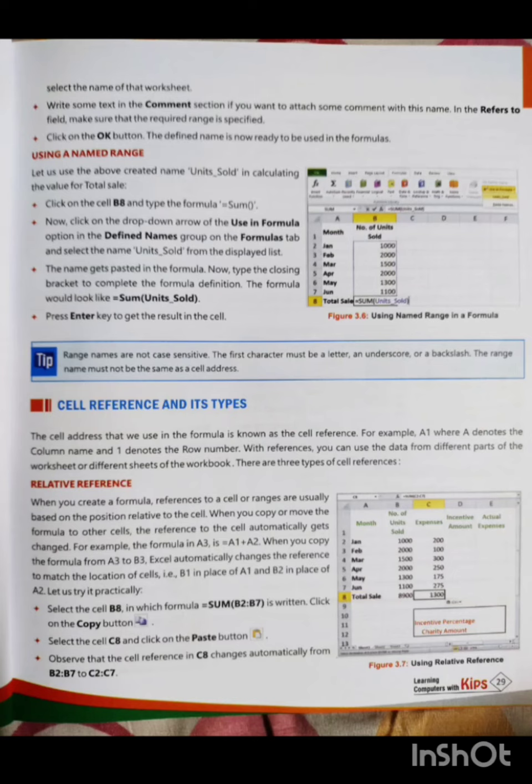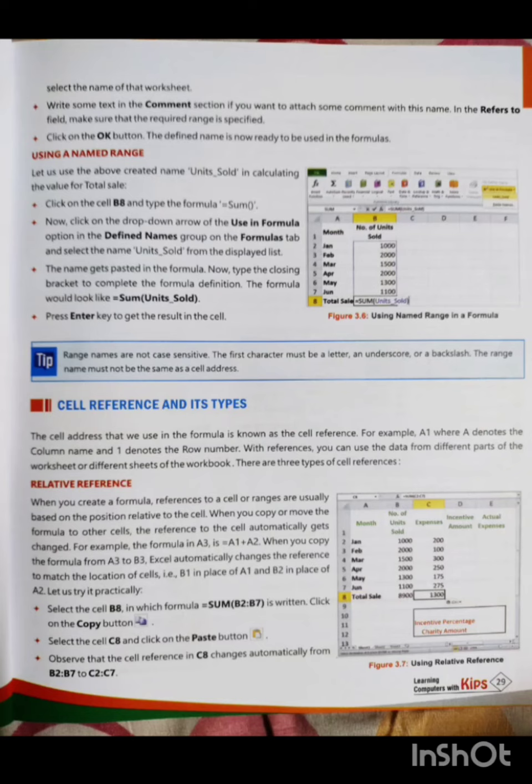Let us understand this with an example of a formula. Suppose in cell A3 we have written equals A1 plus A2. Now when we copy the formula from A3 to B3, Excel automatically changes the reference to match the location of the cells, that is B1 in place of A1 and B2 in place of A2.